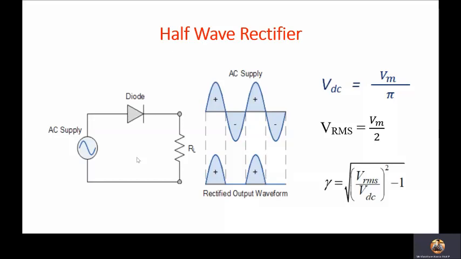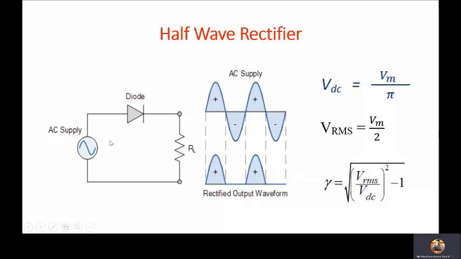Okay, here a half-wave rectifier is considered. Before conducting any experiment, we should know the theory part of it, right? So basically, rectifier circuits are used for AC to DC conversion. Here, a simple half-wave rectifier circuit is shown. We have one AC supply, a PN junction diode, and a load resistor RL.